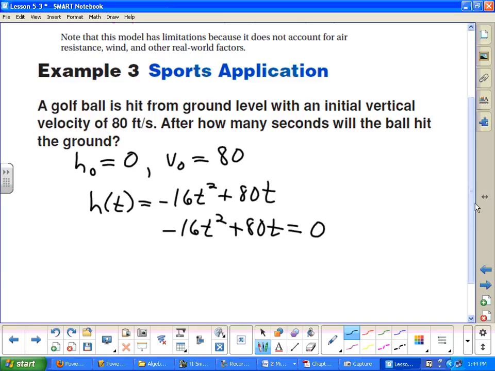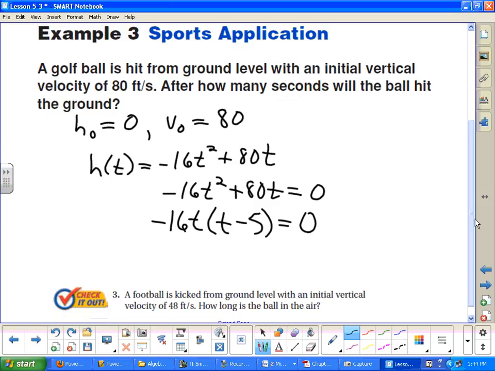So then, instead of factoring out 16, I'm going to factor out -16, and they both have a t. So what does that do to the sign in front of the 80? That's going to make it a -5 and equals 0. Now, from these two factors, we get t equals 0 from -16t, and then t equals 5 from the other factor.